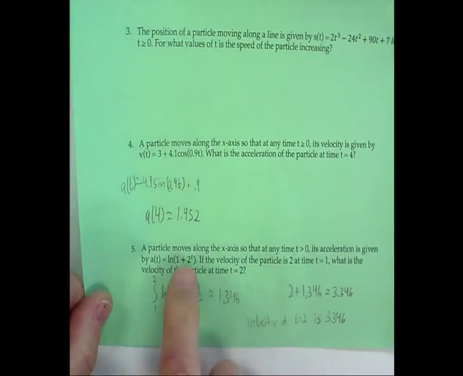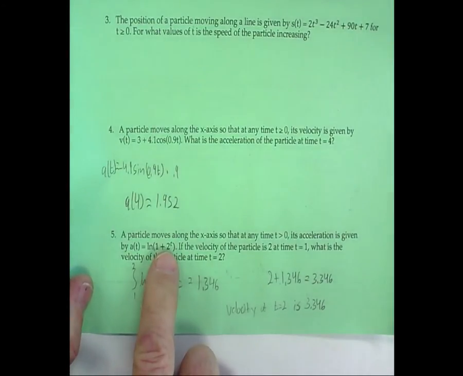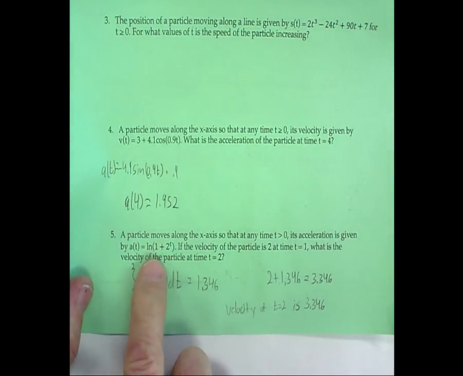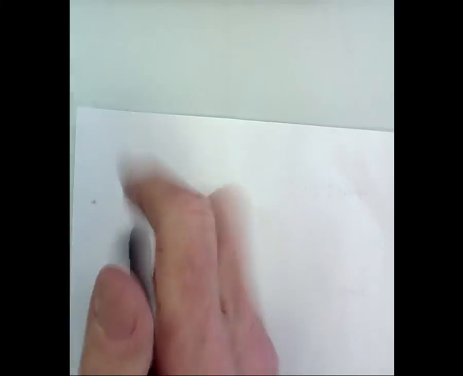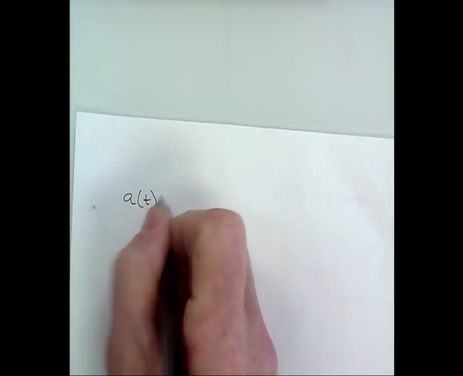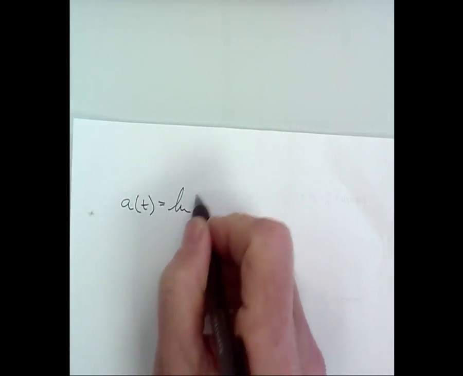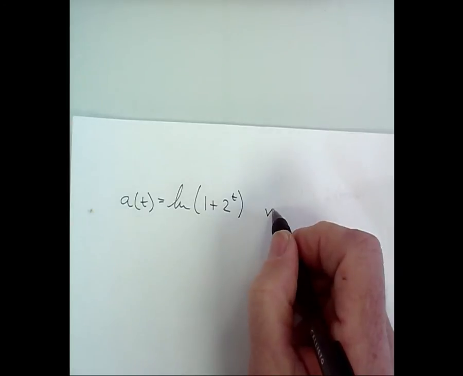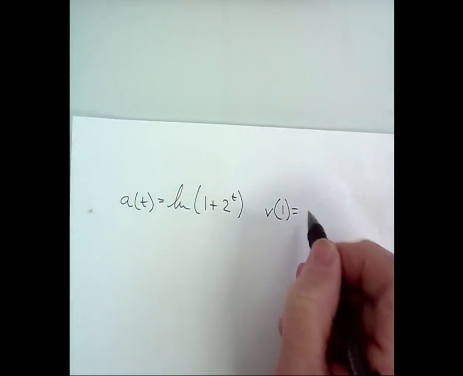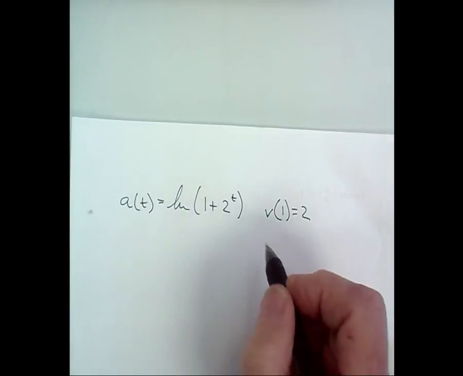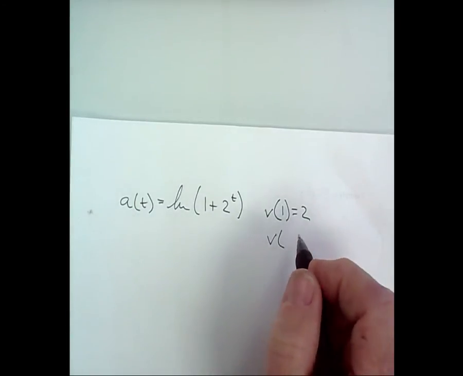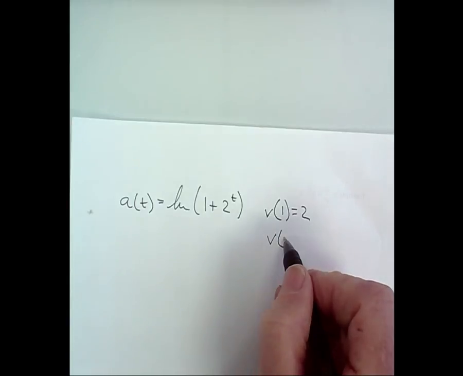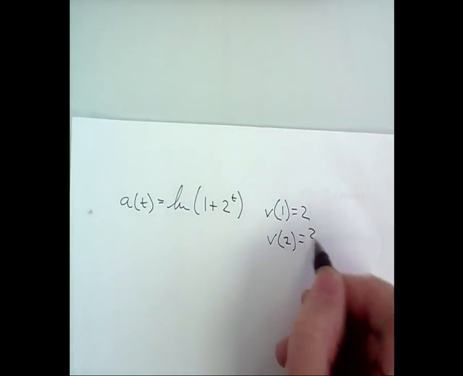And number 5 says this: a particle moves along the x-axis so that at any time t greater than 0, its acceleration is given by this. So A of t is equal to the ln of 1 plus 2t. If v of 1 equals 2, what is the velocity at time 2?